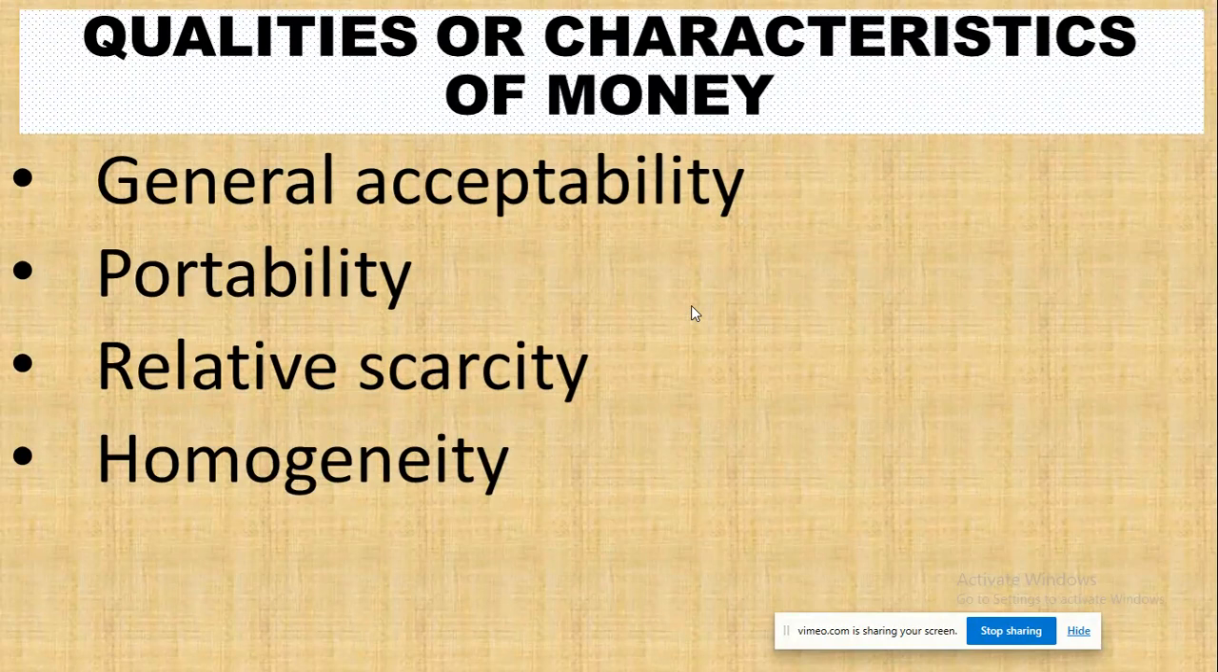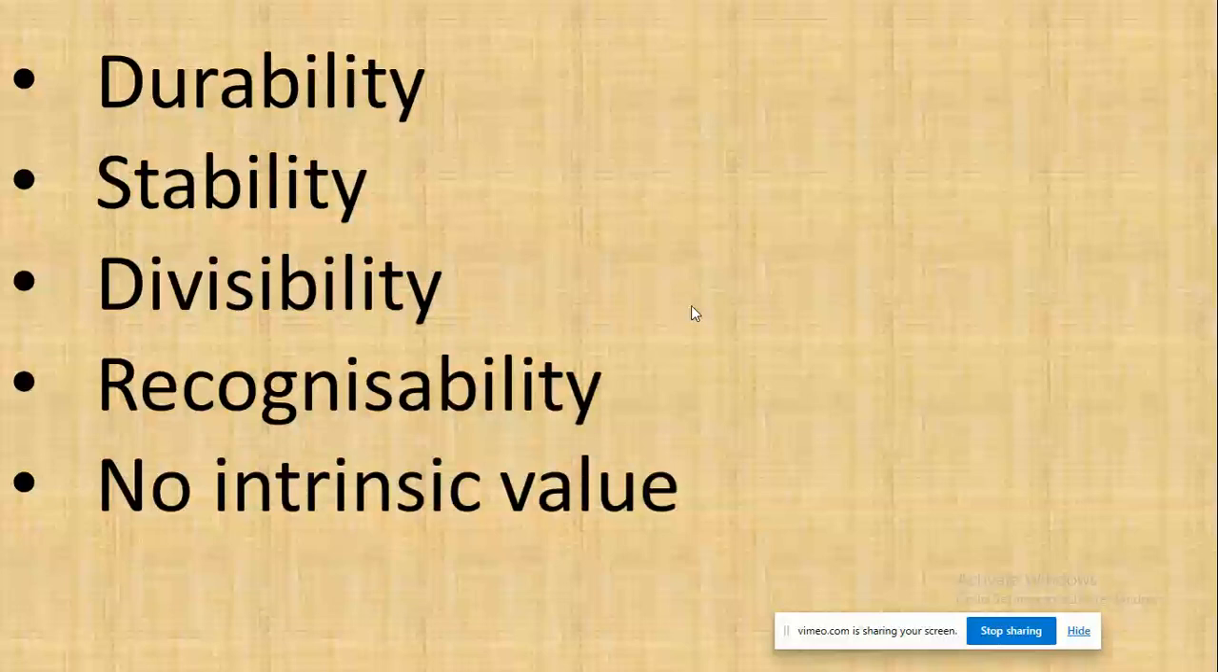Each unit of money or banknote must be the same in terms of size, the same in terms of color, the same in terms of quality nationwide at all times. Another one is durability. The money that is used in making transactions must be able to withstand physical wear and tear. They must not be perishable commodities or materials. That is what durability means: it must be able to stay long, be used a long time.